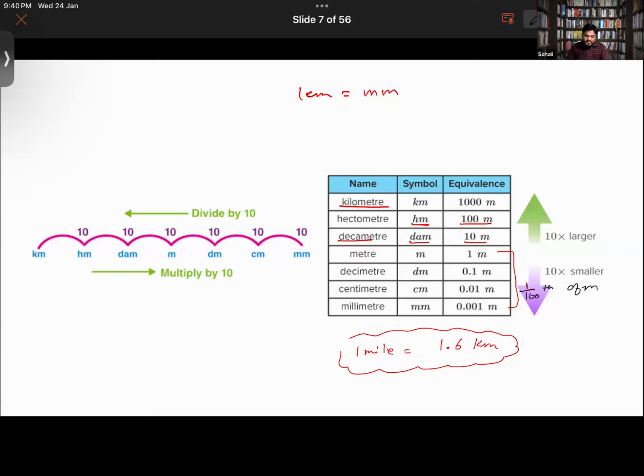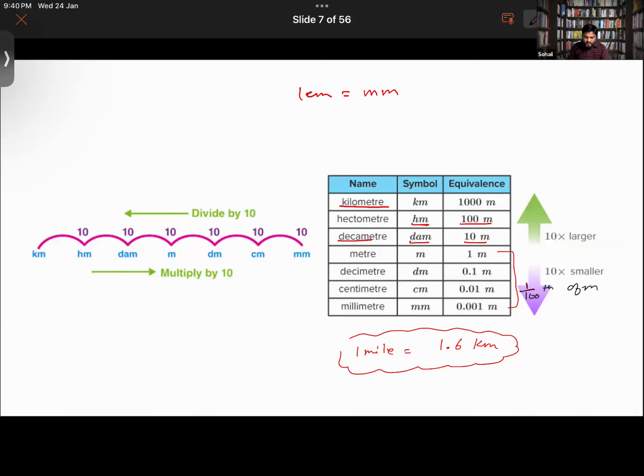Just keep this table in mind. This will be helpful in mathematical calculation. At least learn this one, Abu. That is a very common thing. Solve two questions, then I will switch to the motion part of the chapter.